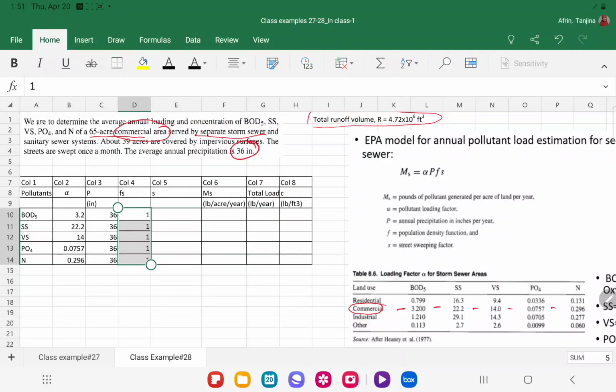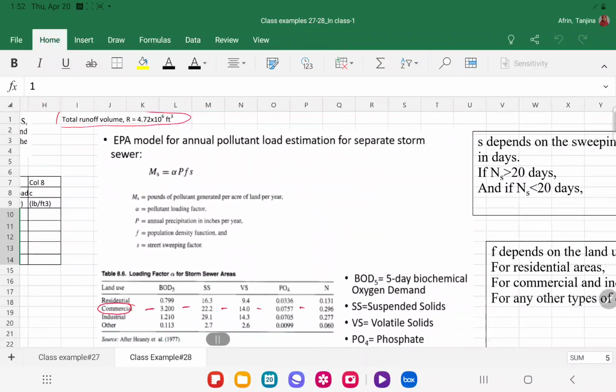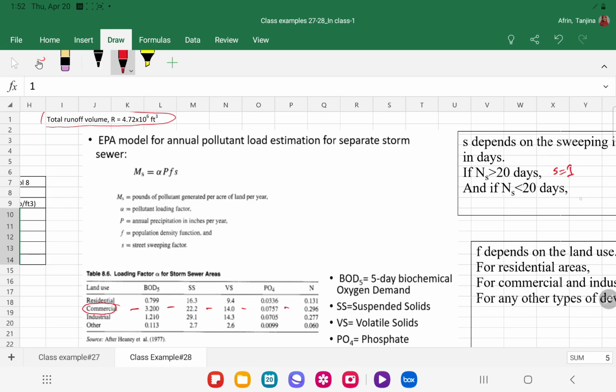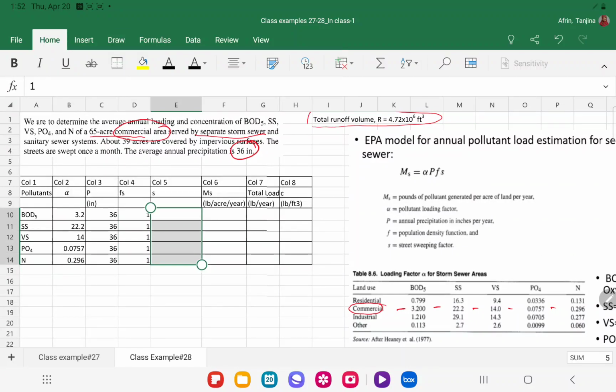The S is the street sweeping factor, which depends on the frequency of sweeping. If the NS is more than 20 days, I think the S is something, and if the NS is less than 20 days, this one is just 1. I'm sorry, so if it's more than 20 days, the S is 1, and I think if it's less than 20 days, it was S over 20, something like that. For our case, it's once in a month. So since our NS is more than 20 days, we will have S equal to 1 as well. Now we can find the Ms, which is multiplying all of these.